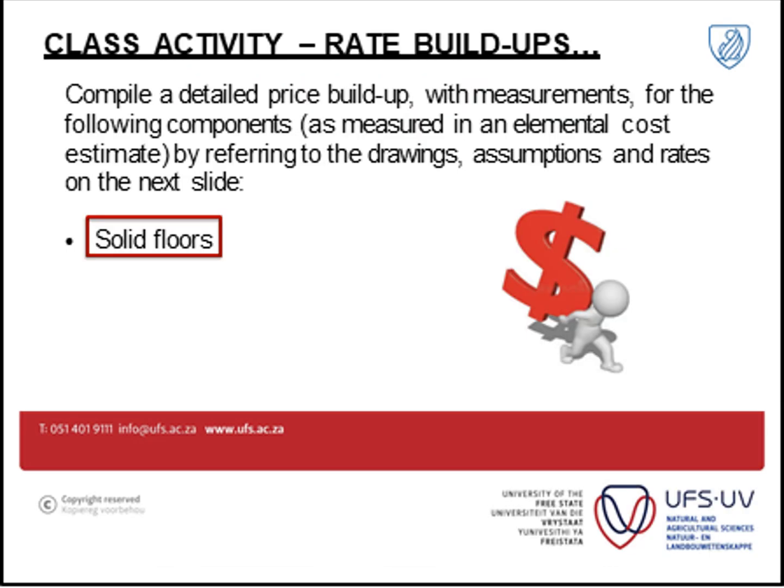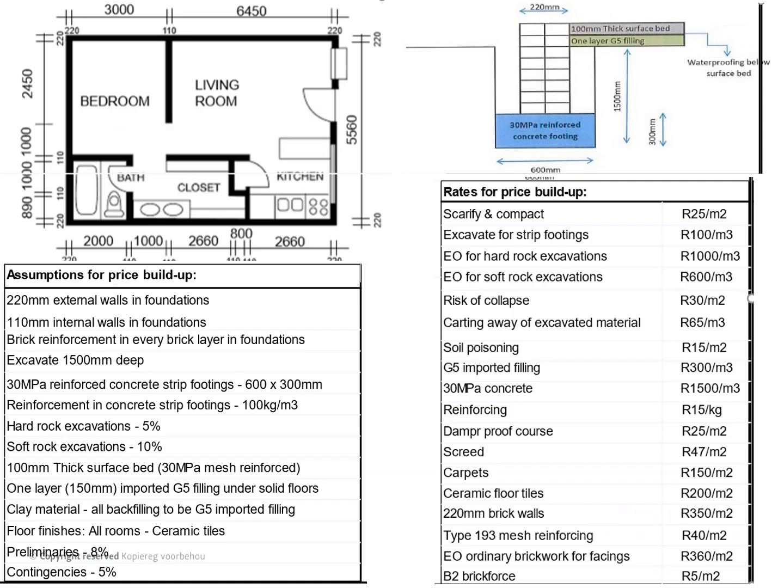So a class activity that we did, which you can do at home as well, is to compile a detailed price build-up for the measurement of the following components, measured in an elemental cost estimate, by referring to the drawings, assumptions, and the rates. So you've got the following dimensions and the following information, and so forth. The main thing is to look at what is included.